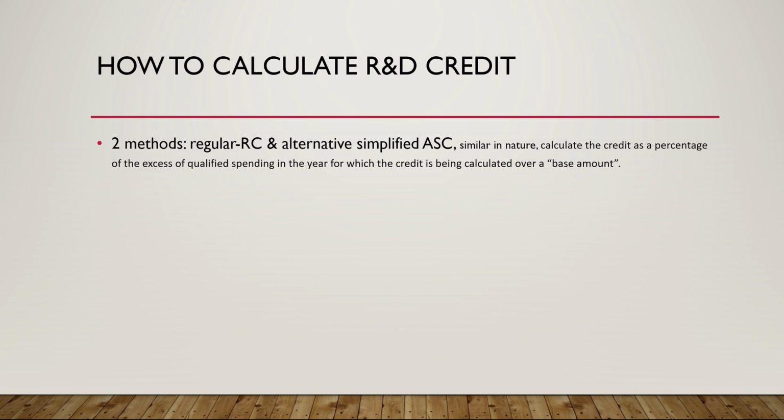Generally, there are two methods for computing QREs: regular and alternative simplified method. The two methods are similar because they calculate credit as a percentage of the excess of qualified spending in the year for which the credit is being calculated over a base amount.